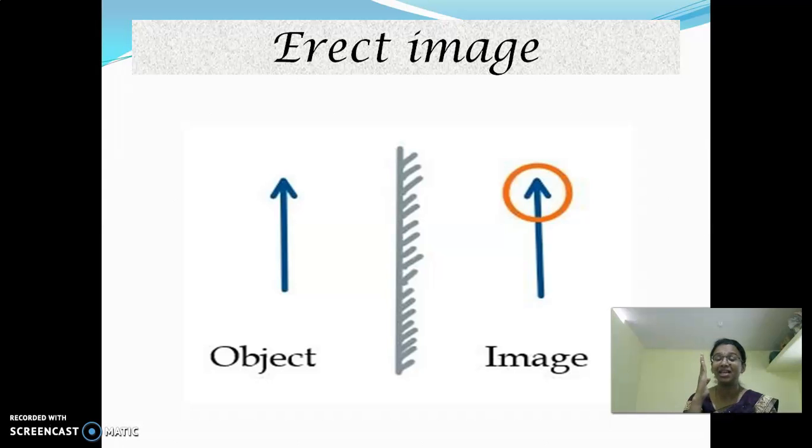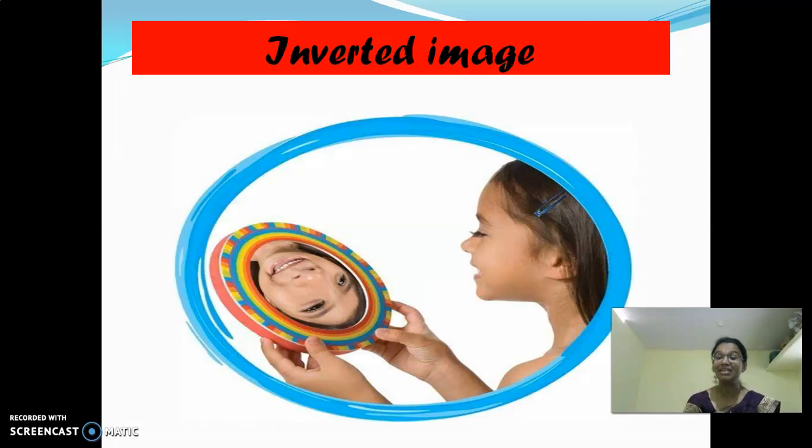The next topic is erect image. What is erect, children? Same as that of the object. If we get the image the same as the object, it is called an erect image. Then inverted image. Inverted is upside down. You would have studied the pinhole camera in the 6th standard, right? There, what is the image we get? We get an inverted image in a pinhole camera.